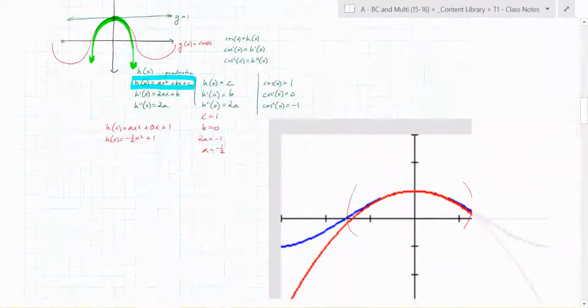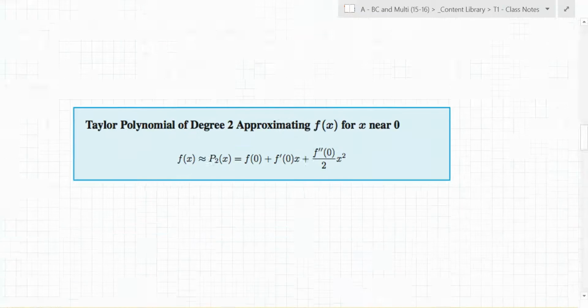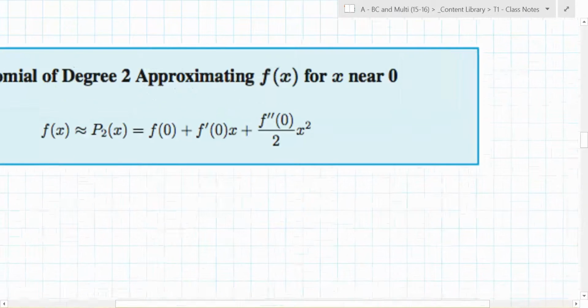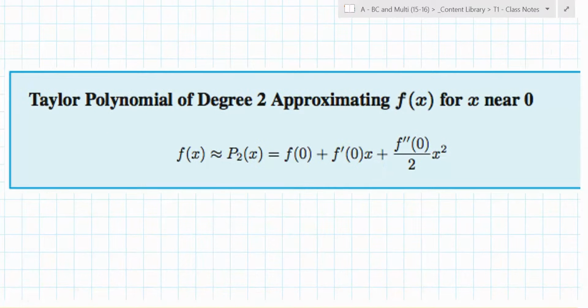It's really nice. So what we've done right here is we've found that the Taylor polynomial, and I'm going to tell you what that is, the Taylor polynomial of degree 2 approximating f of x for x near 0 is approximately f of 0 plus f prime of 0, f prime evaluated at 0, x, plus f double prime of 0 over 2 x squared.